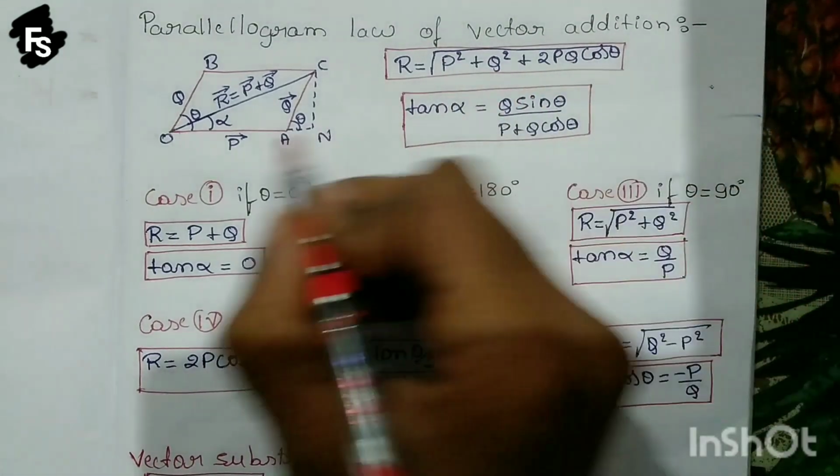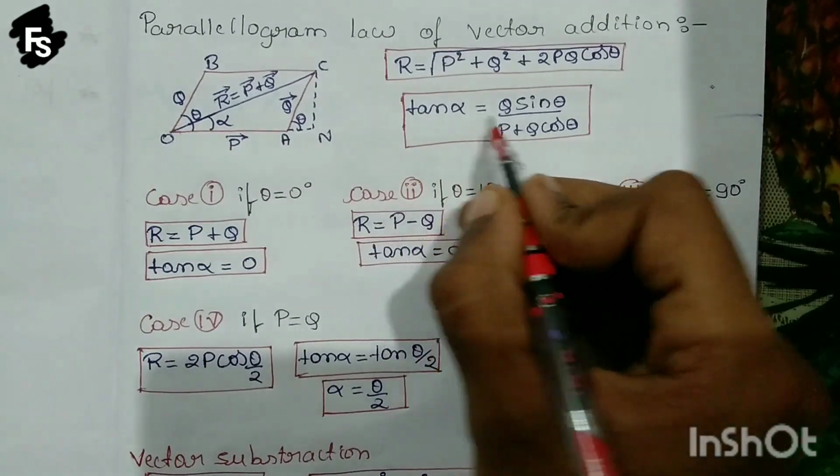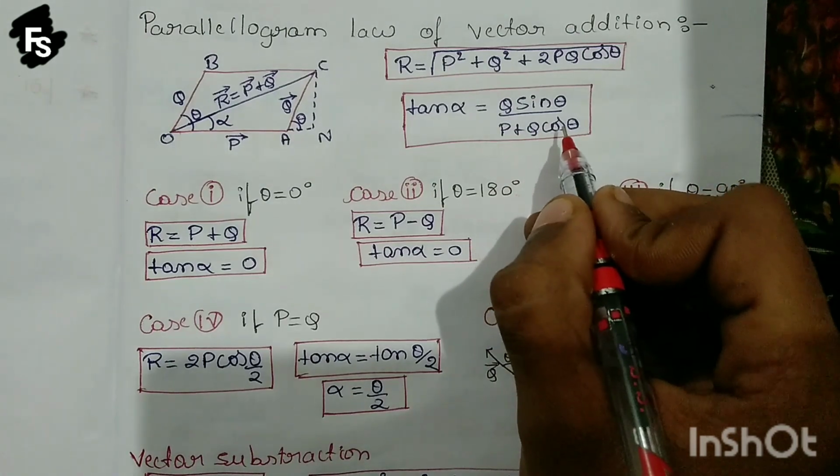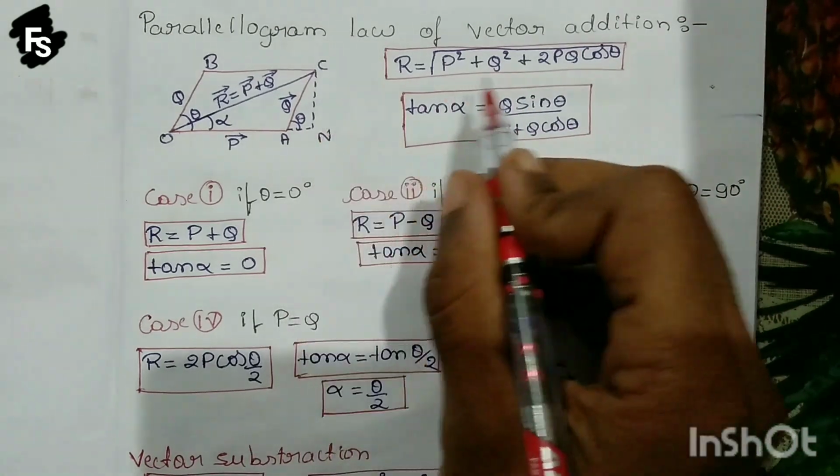Then we have to find the direction, meaning alpha. And what is the formula? Tan alpha equals q sin theta by p plus q cos theta. There are several cases in the parallelogram law of vector addition.